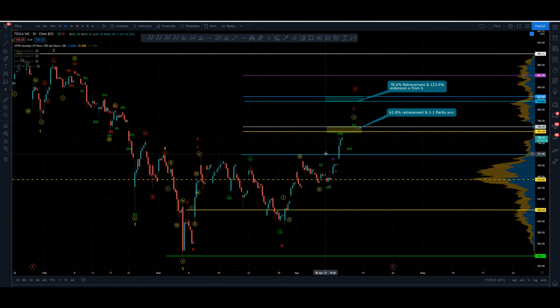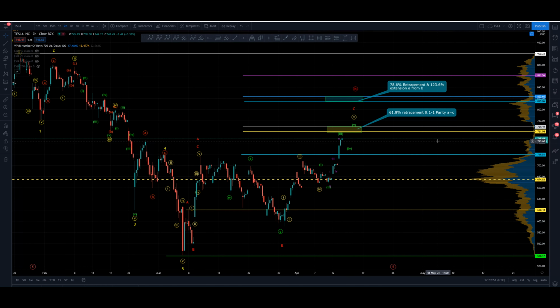So this is our next zone. Nice little areas of confluence here. We can see on the volume profile we do have a little amount of buy-sell volume here around this purple line. Now I haven't mentioned this yet. This is the 89% retracement, but we also have an area here around the 1.20, the 123.6.